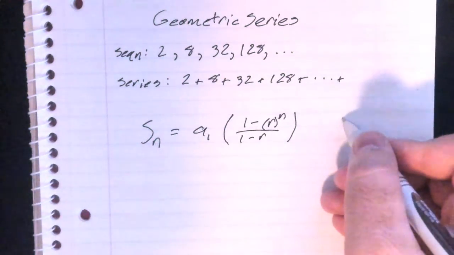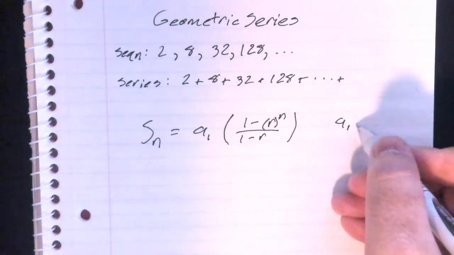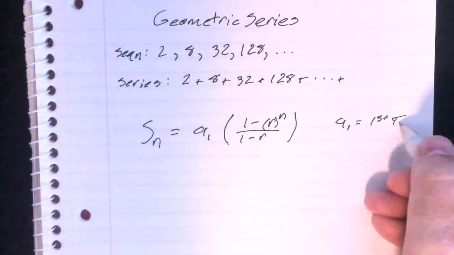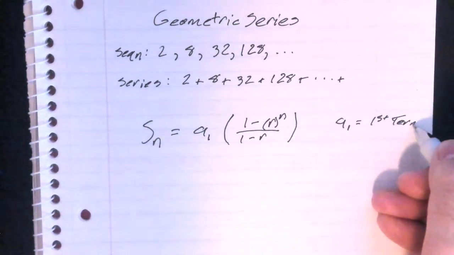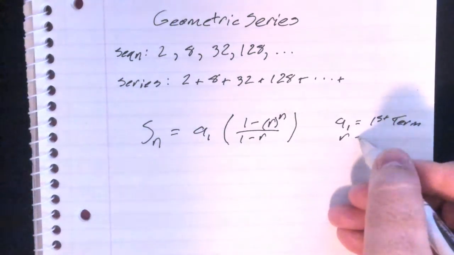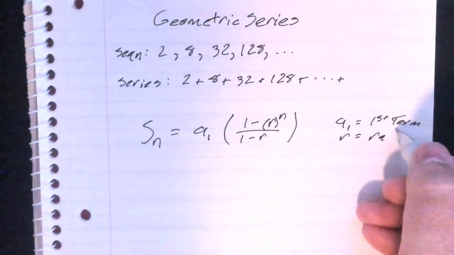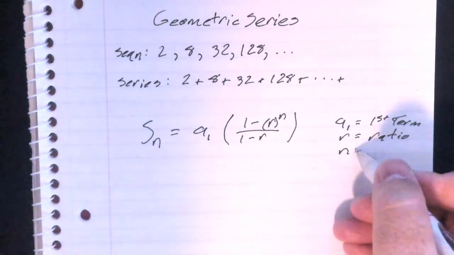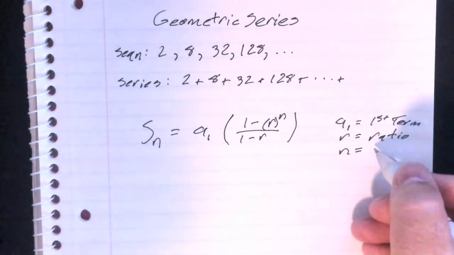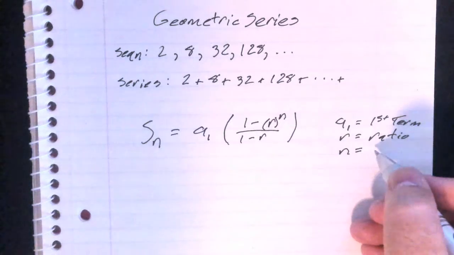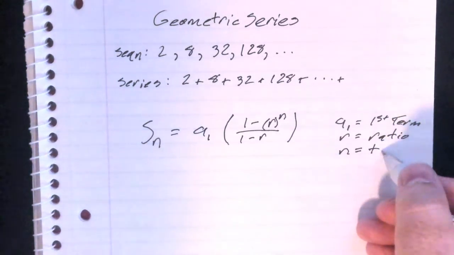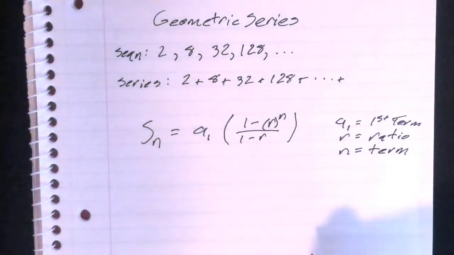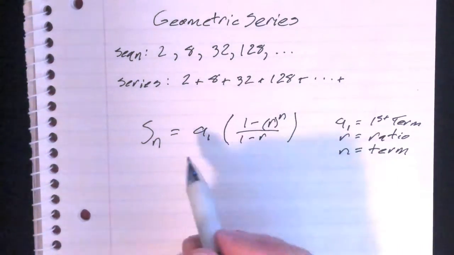So again, make sure that you remember that A1 is your first term, r is the common ratio, and n is the term number that you're looking for. So if it was like the 8th term, it's just the idea of the term. Okay? So this is the normal notation.